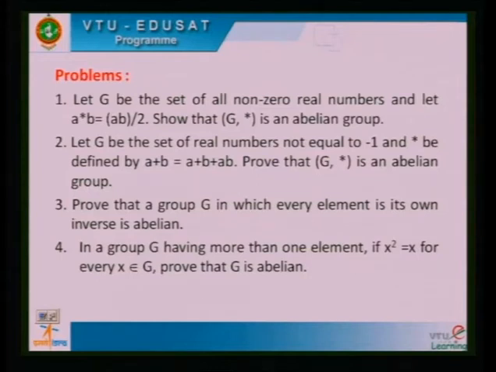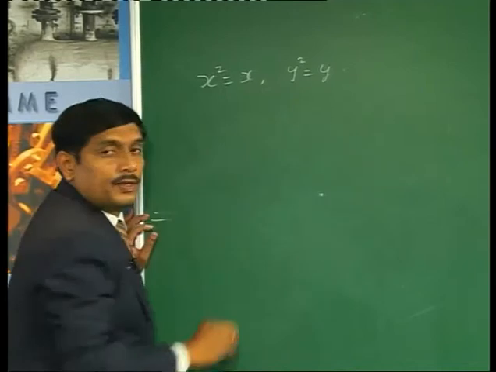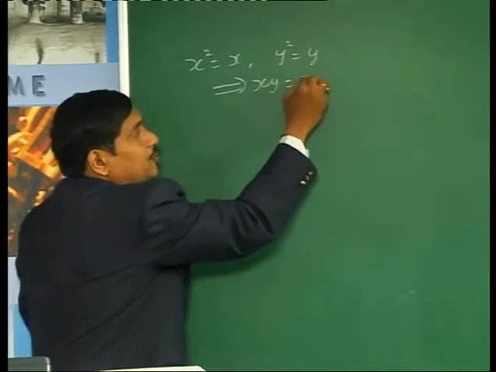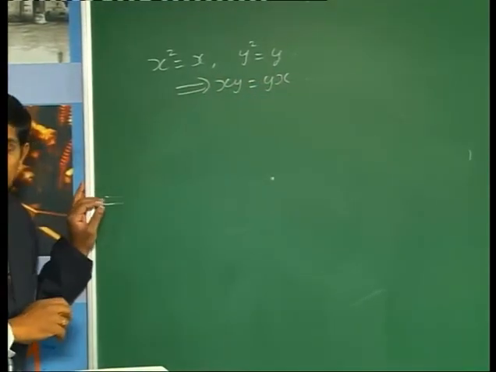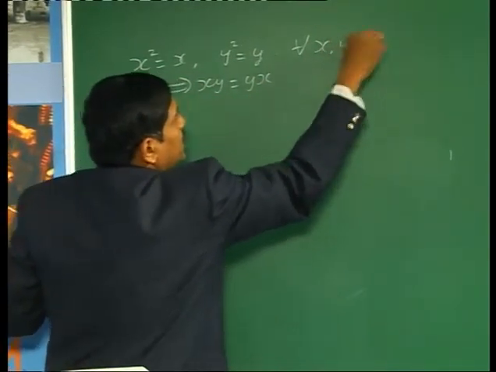Another problem: in a group G having more than one element, if x square equals x for every x belonging to G, prove that G is abelian. These are simple problems. Take x square equals x, and also y square equals y. What is to be shown? We want to show that xy equals yx, for all x and y belonging to the group G.